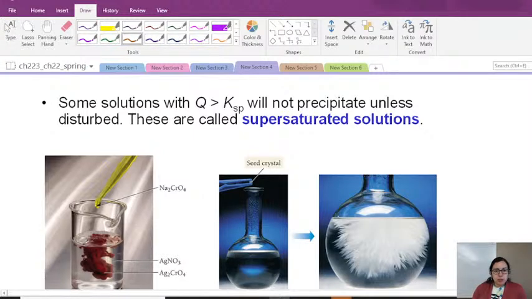Some solutions with a Q greater than KSP will not precipitate unless disturbed. This is a supersaturated solution, usually made when you boil something really hot, add a bunch of your solute, get it really concentrated, and then sometimes it won't crystallize unless you disturb it. You can scratch it, and that creates a point of nucleation, and that's when you get pretty crystals. Sometimes you can also pour out these solutions and they just crystallize as you pour them out. So that's always fun.